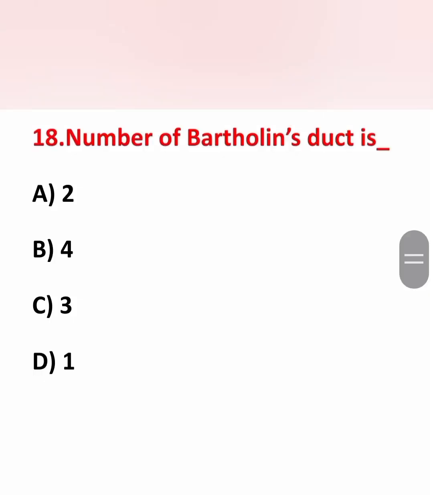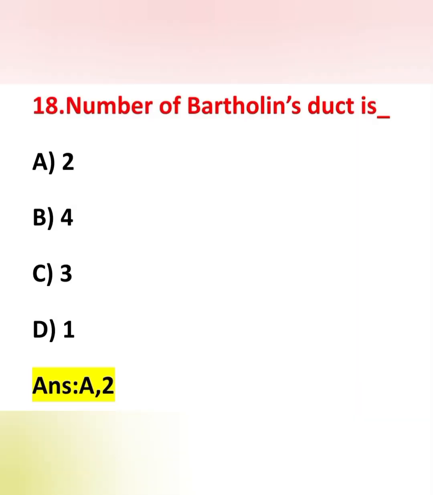Question 18. The number of Bartholin's ducts is: option A 2, option B 4, option C 3 and option D 1. The number of Bartholin's ducts present in the female reproductive system is 2. This Bartholin's gland is also known as the greater vestibular gland. It is present on either side of the vaginal opening, slightly posterior to it, and its main function is to secrete mucus that lubricates the vagina. It produces alkaline secretion. The correct answer is option B, 2.